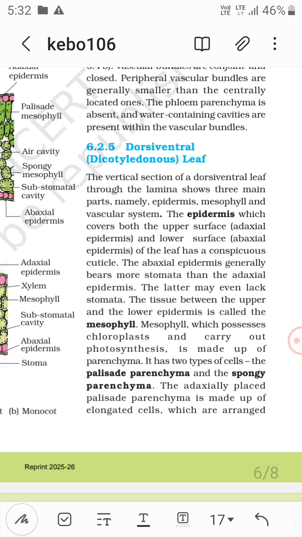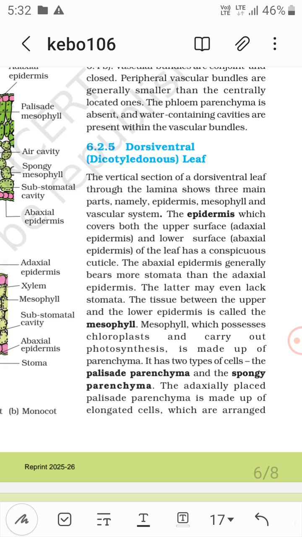They both have a conspicuous cuticle. Now abaxial epidermis generally bears more stomata than the adaxial, that is the upper one. It's opposite, the lower has more stomata. The latter may even lack stomata. Now the tissue between the upper and the lower epidermis is called the mesophyll.